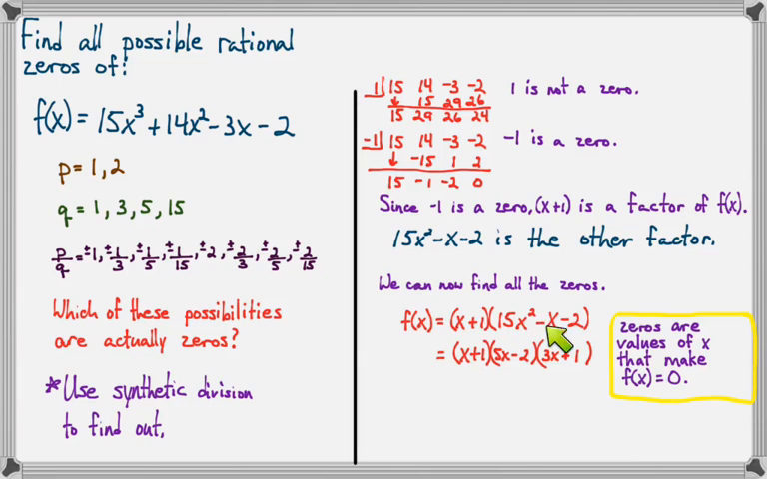So after I've factored this trinomial into 5x minus 2 times 3x plus 1, then each of these factors has a value that makes it equal 0, and each of those is a zero of the whole function. So the first factor gives us -1, the second factor gives us positive 2/5, and the next factor gives us -1/3. And those are our zeros. So we're going to look at a couple of other examples and just go through this process a couple more times.